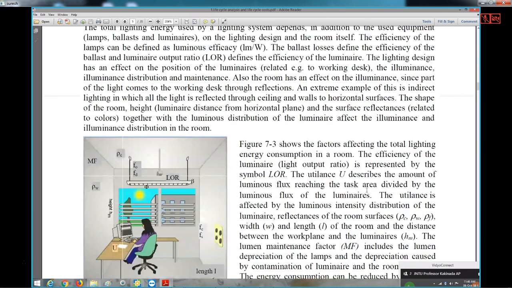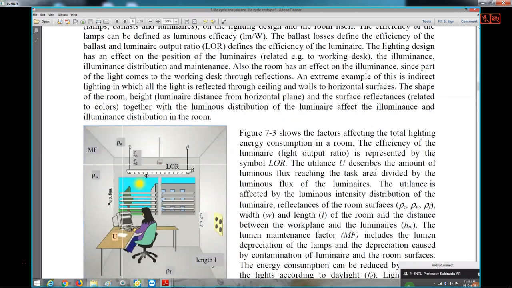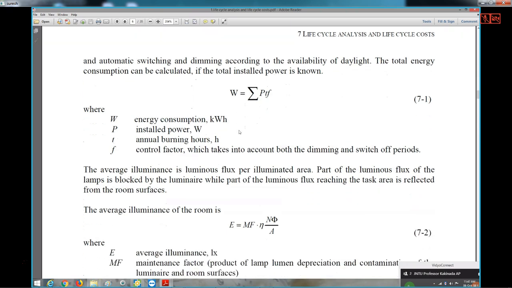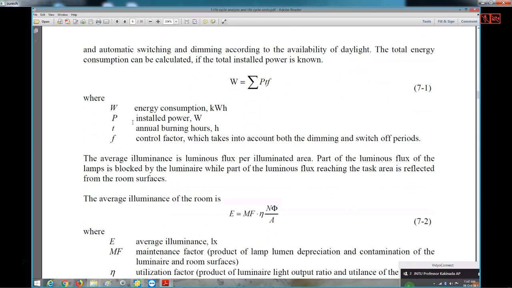Then here we can see the calculation of lighting energy. The total energy consumption is calculated as sigma PTF, where W is the energy consumption in kilowatt hours, which equals the installed power P in watts, T equals the annual burning hours H, and F is the control factor, which takes into account both the dimming and switch off periods.